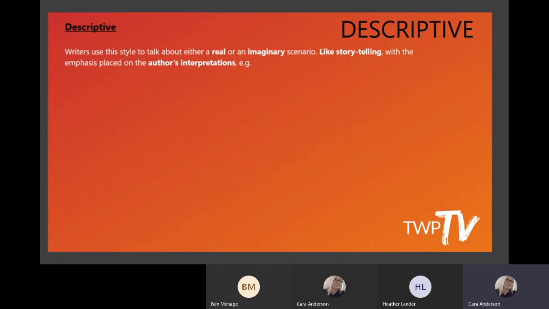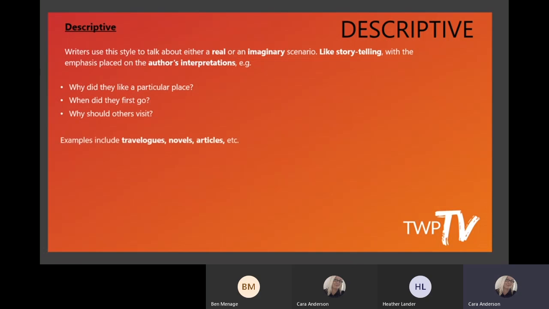Okay, so the writer is going to put emphasis on a place, their interpretation of what it's like, how it was when they went there. Why did they like that particular place? When did they first go, and why should others visit? So it's going to be very story based on where they went on holiday, maybe, for example. So examples could be some sort of travel log, blogs, novels or articles.